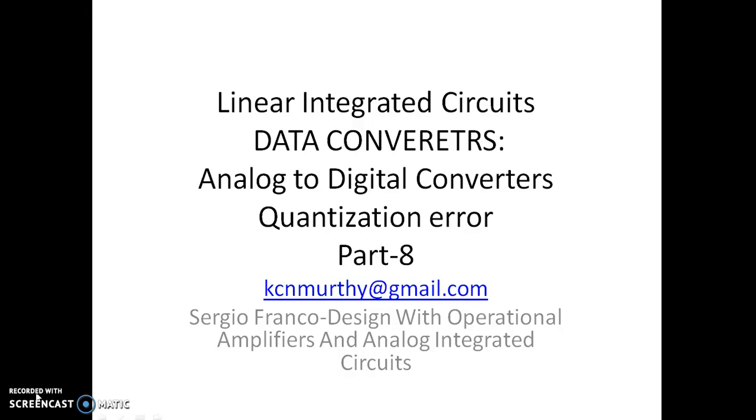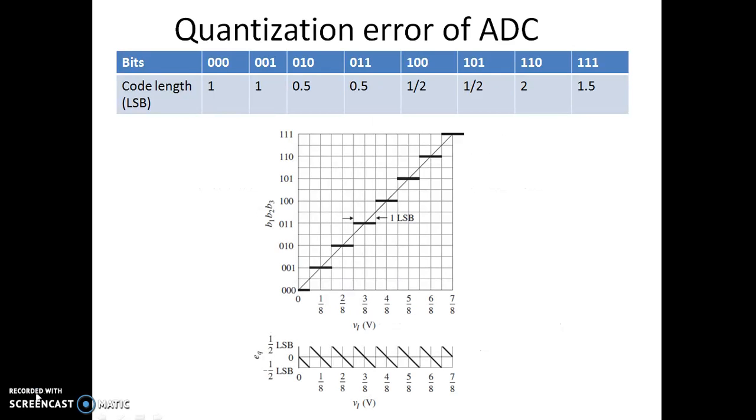In this video, we are looking at quantization error of an ADC. So let us consider the quantization error of a 3-bit ADC. We have code lengths given for different bits. For 000 it is 1, for 001 it is again 1, and here the code length is 0.5, because we know that the ideal code length is 1. Now it is actually less than the ideal value, and here it is double the ideal value, and here it is 1.5 LSB.